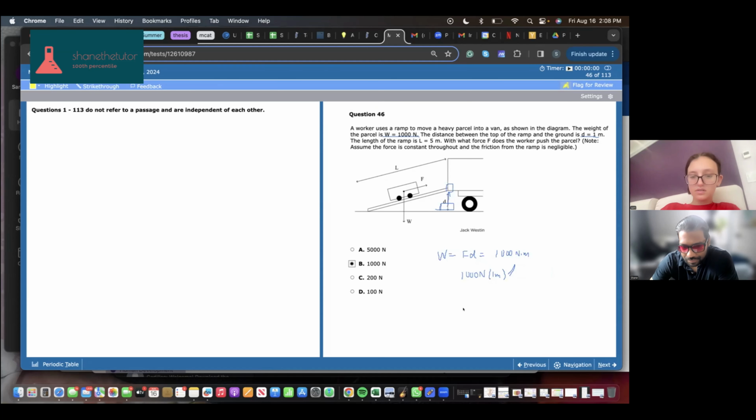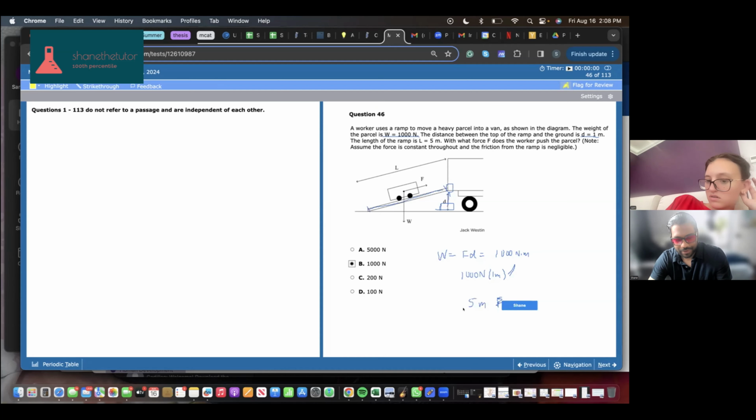Now, if we use the ramp, what's the distance of the ramp? 5 meters. And then the elevation is 1. Yep. So we're going to be using the 5 meters, and the force times 5 is equal to 1,000 newton meters. And we divide both sides by 5. What would you get?